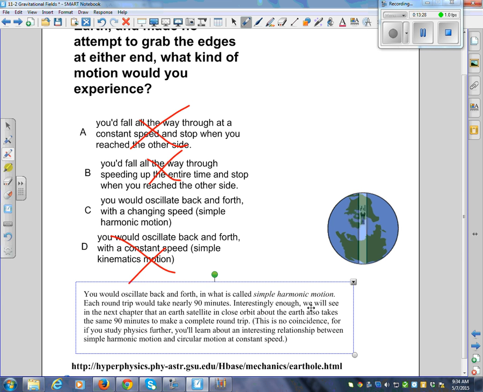Interestingly enough, we'll see in the next chapter that an Earth satellite in close orbit about the Earth also takes the same 90 minutes. The International Space Station and all of your cell phone satellites take 90 minutes to go all the way around. Same motion as up and down, interestingly enough.